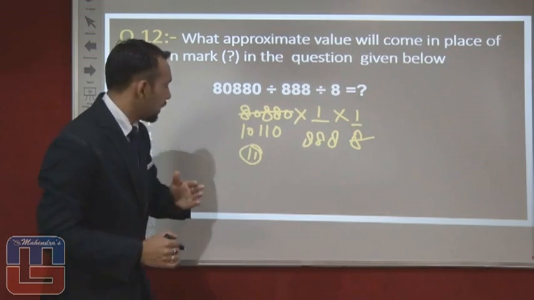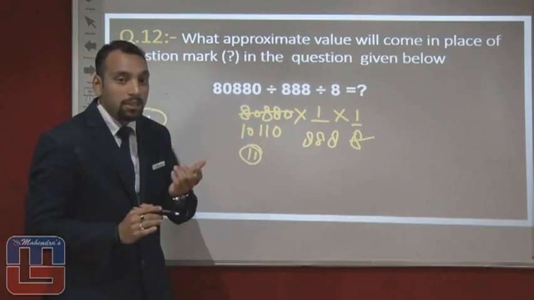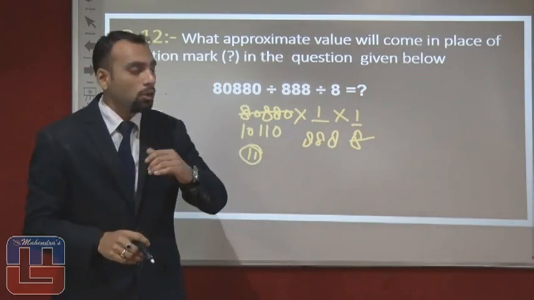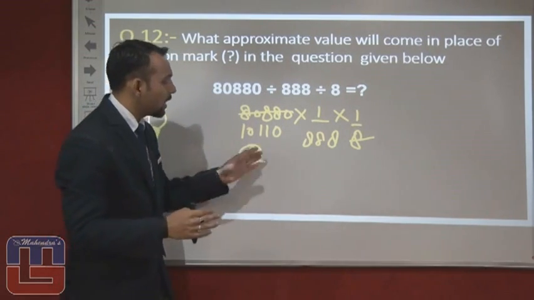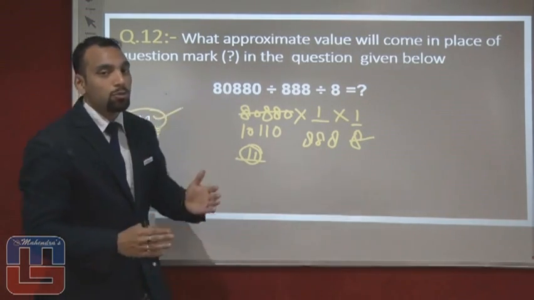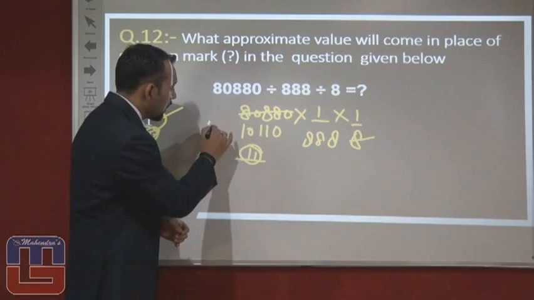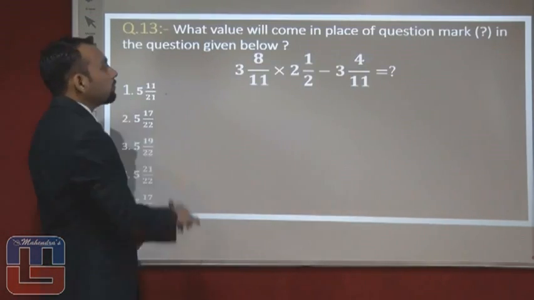So now see the options. The first one is 11, and the second one is 14. 14 is not possible because the approximation will be nearly equal to 11, or you can say it may be 12, but the option is 14, so our answer will be 11 because we have to take the approximate value. So the answer of this question will be 11. Right, now move to our next question.